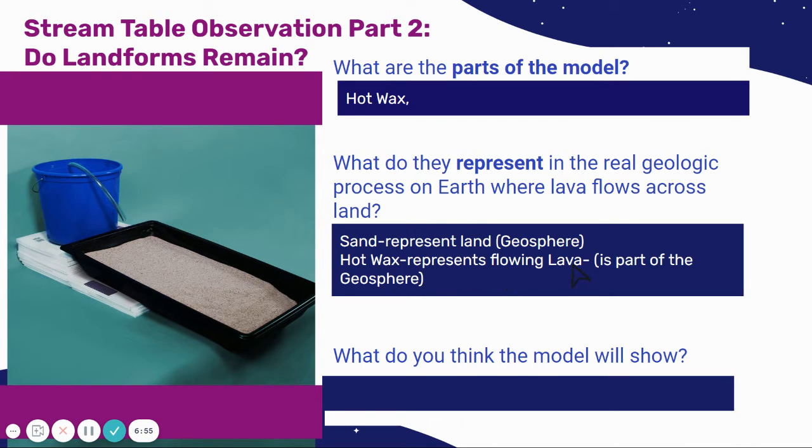If you remember from the previous slide, flowing lava is liquid rock, and rock is part of the geosphere. So this whole model is just showing changes in the geosphere. There's no other sphere or system interacting in this model. So what do we think this model will show? Well, we either want to see a channel form, like in the water, or we hope to see a channel that's different or a different landform created.